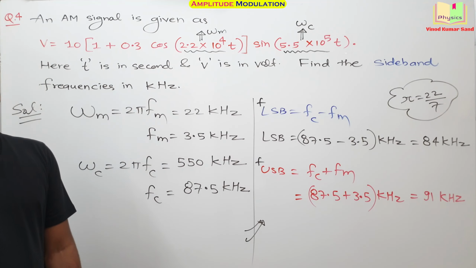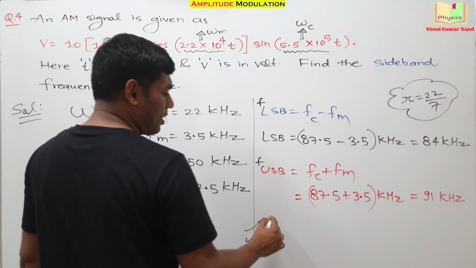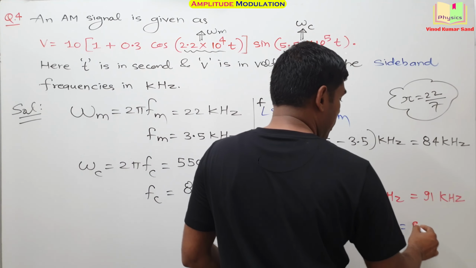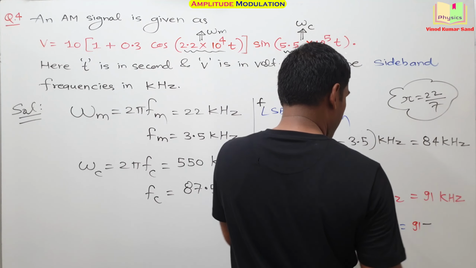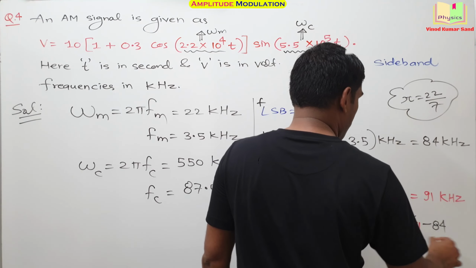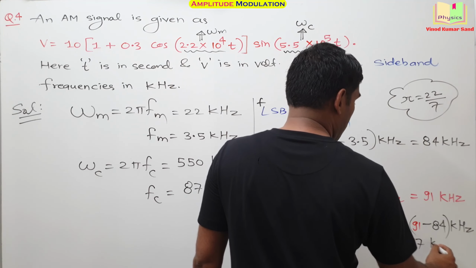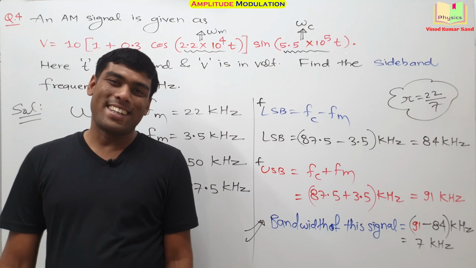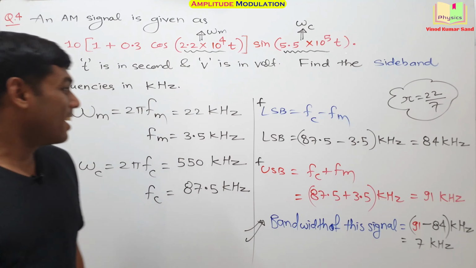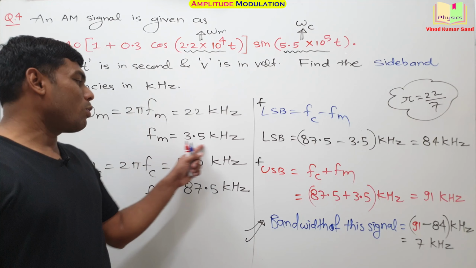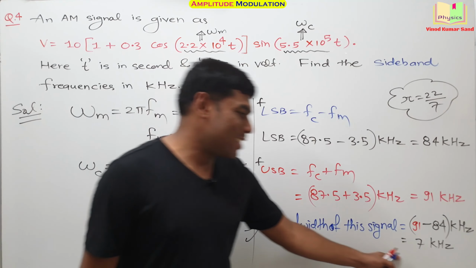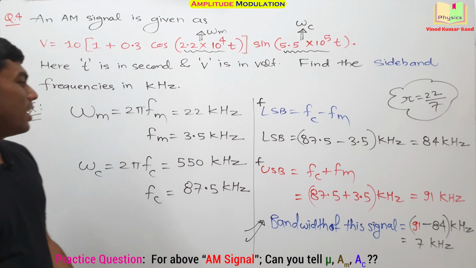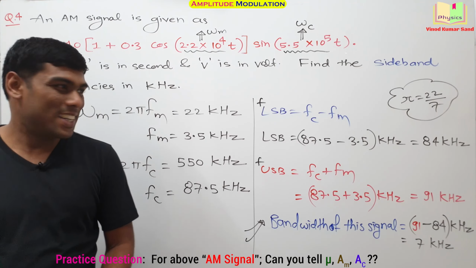And what if someone asks you the bandwidth of the signal? Bandwidth of this signal is equal to 91 minus 84 kilohertz. Got it? It is equal to 7 kilohertz. Could you find that bandwidth directly? Yes, it's easy. The bandwidth of the signal is twice of fm. Okay, simple and easy question. Note it down and then we'll go further.